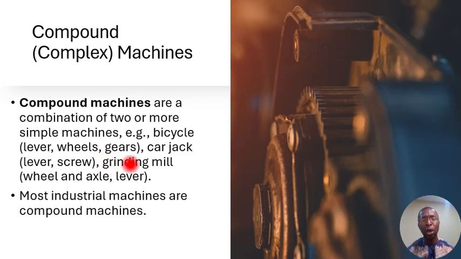Okay, so we also have another one they call the jack. The jack is a compound machine because it combines both lever and screw together. Okay, the grinding mill is a compound machine because it's a combination of wheel and axle and lever. That's what makes them compound machines, because they are made by the combination of two or more simple machines. All right, and most industries that make use of machines are also using compound machines to work.